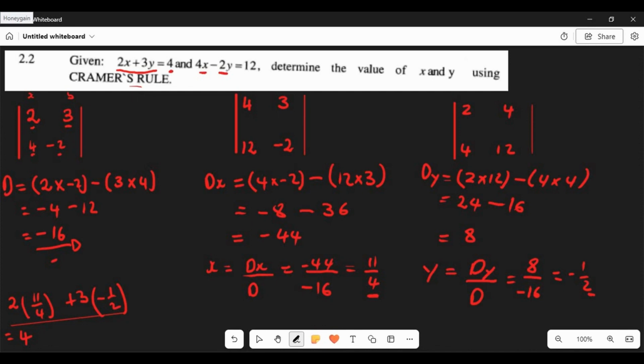I hope you guys managed to understand. This step here is not necessary. I was just checking whether I did the right thing, but it's very, very simple. It's not really that difficult. I hope you managed to understand.